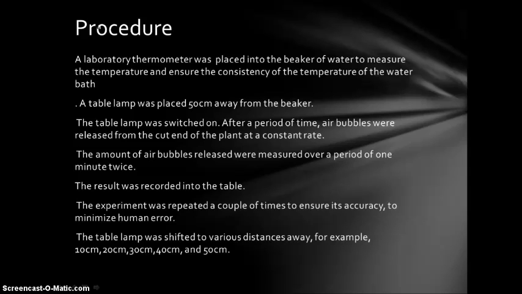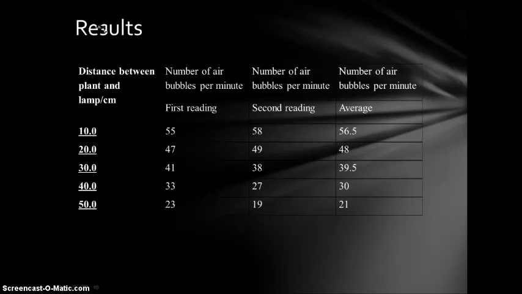The table lamp was shifted to various distances away, for example, 10, 20, 30, 40, and 50 cm. As you can see from the results, the distance between the plant and lamp affects the number of air bubbles per minute. We also noticed that the greater the distance, the lesser the number of air bubbles produced per minute.